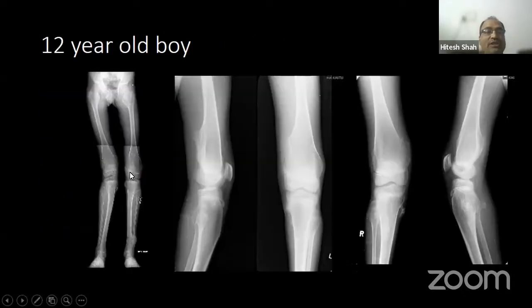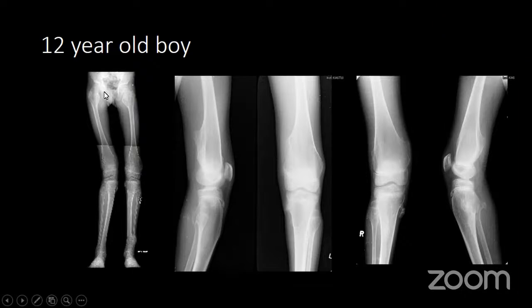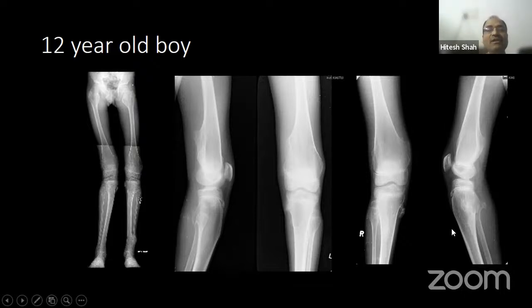Okay, so you need to measure the angles: the mechanical distal femoral axis angle, and similarly the mechanical proximal tibial angle. Clear? By and large, it is around 87 to 90 degrees. If valgus is there, the proximal medial tibial angle is increased, and that is a tibial component. If the deformity is in the distal femur, that angle is decreased. That's the difference between the femur and tibia.